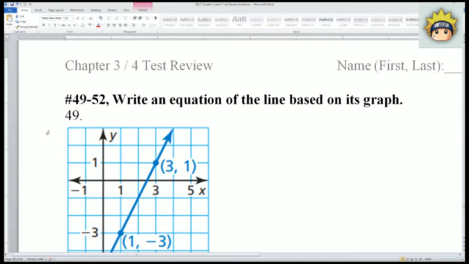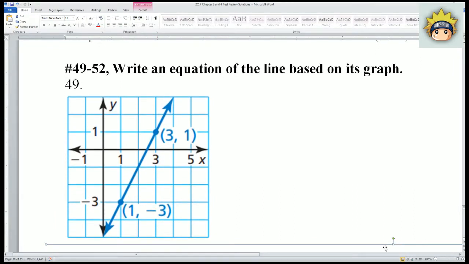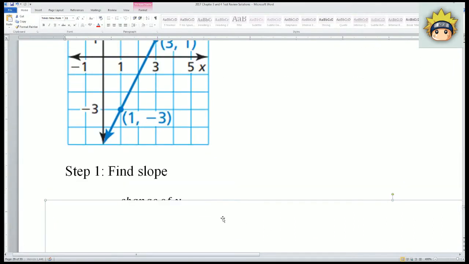What you have on the screen right now is numbers 49 through 52, which asks us to write an equation of the line based on its graph. We have number 49 on us right now. We see 2 points. From these 2 points, I should notice I can find the slope, which is always step 1.